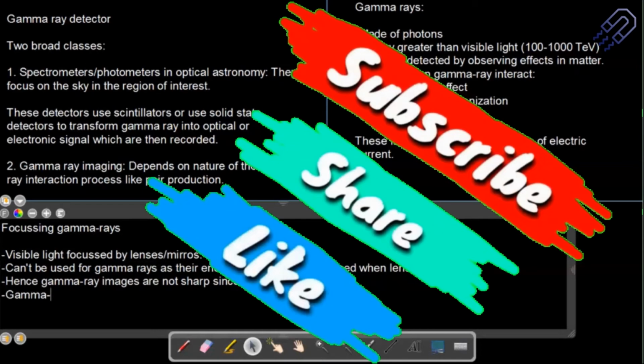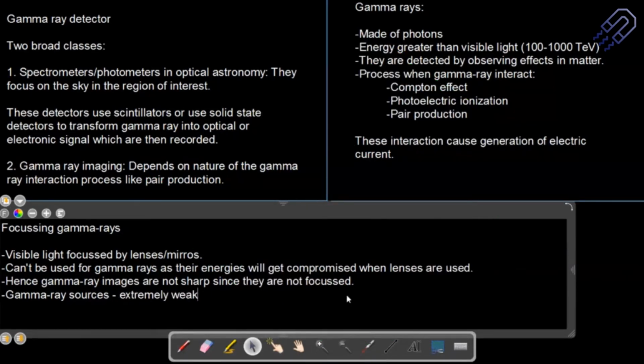If you look into the natural sources, they are extremely weak. You really don't have a very strong source. If you have, let's say, a nuclear power plant and you are detecting the gamma ray very close to the source, definitely it's a strong source.